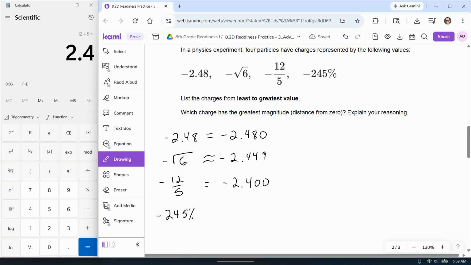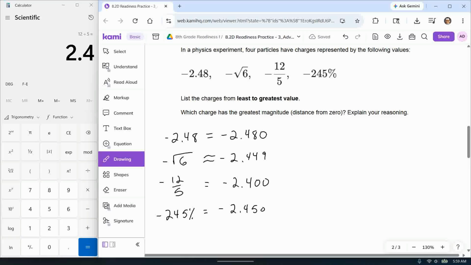All right, so percent means per 100. So it's negative 245 over 100, or negative 2.45, because when it's over 100, you move the decimal in twice to the left. There's no decimal shown; it always goes at the end. So these are my values.